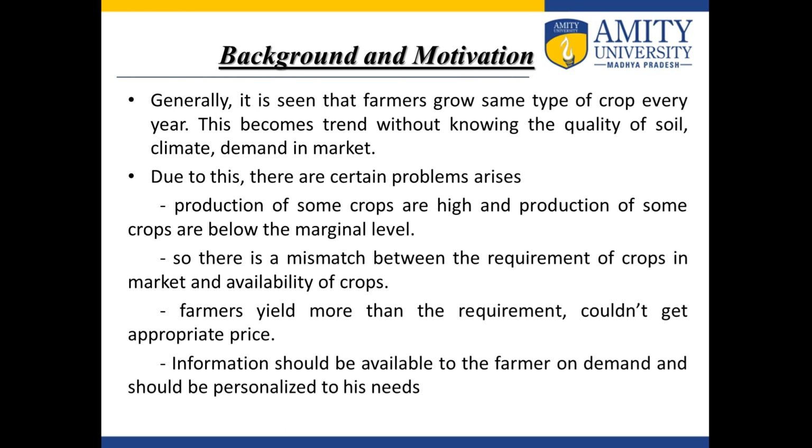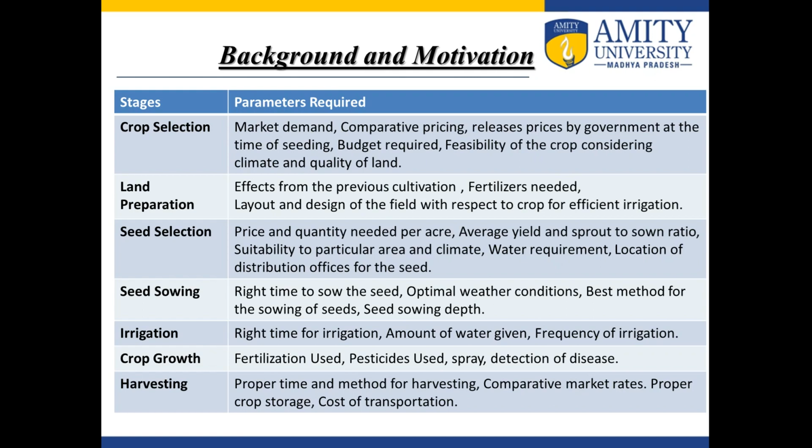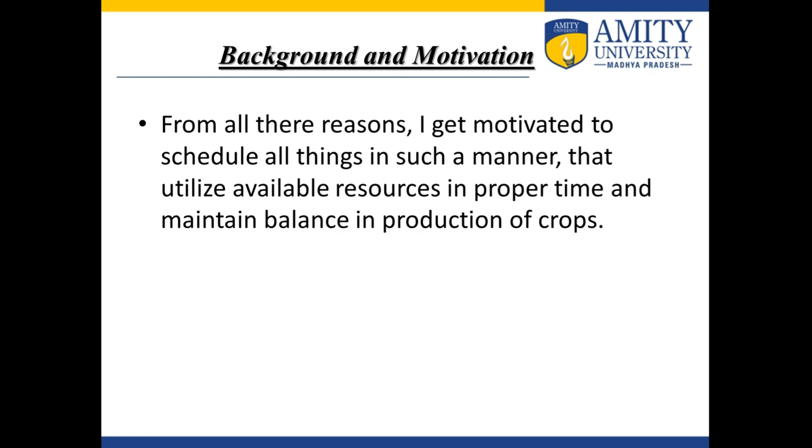Basically these are some parameters on which the farming stages depend. If we start from crop selection, market demand should be there, then competitive pricing should be maintained, then the release price by government at the time of seeding. The government announces some prices for the release of the crop, then a budget is required. So these are all the parameters on which farming depends.